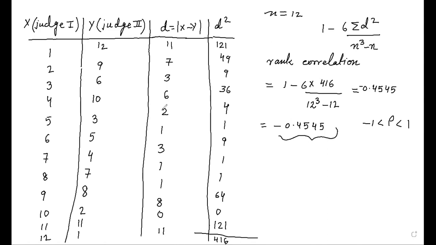Now I'm moving on to the next problem, where some qualities, some marks according to the qualities, are given to us. Then we need to find the rank corresponding to those qualities, and after finding the rank, proceed to the rank correlation. In the previous problem, the data X and Y was given to us in the form of a rank.